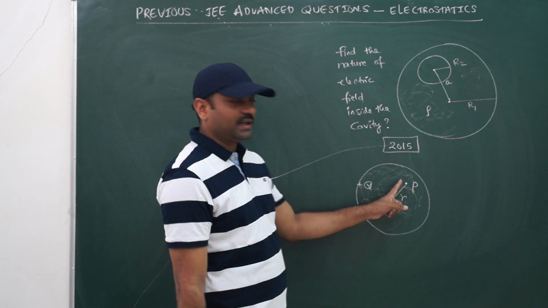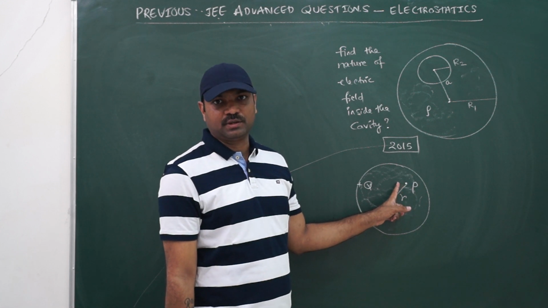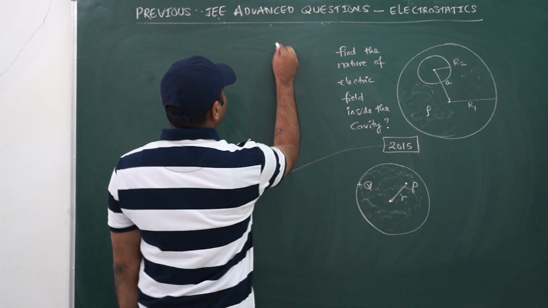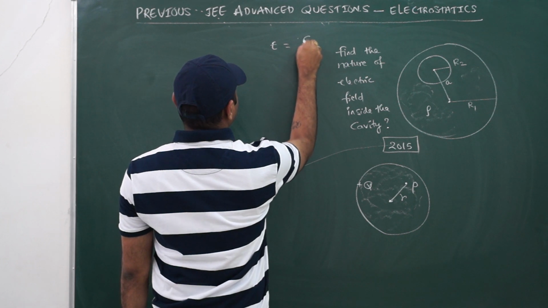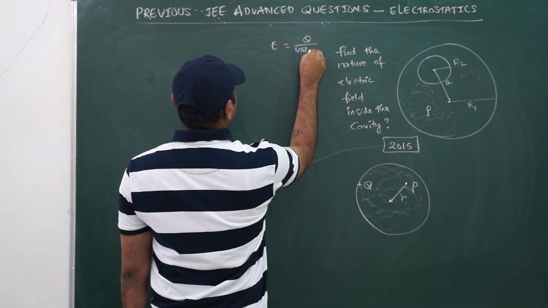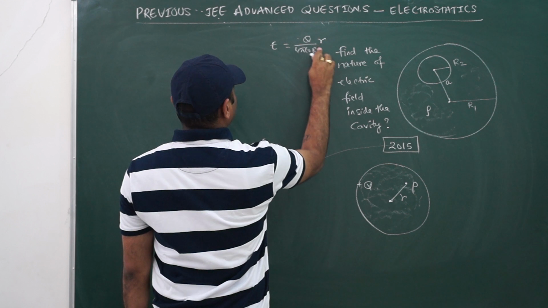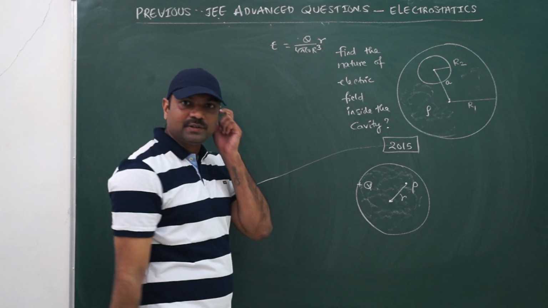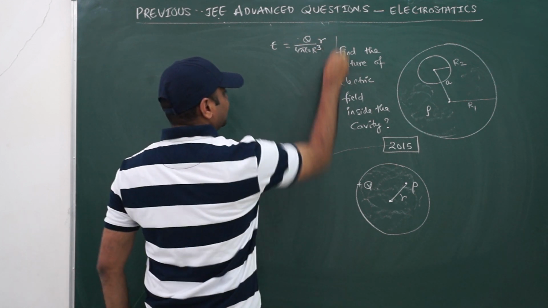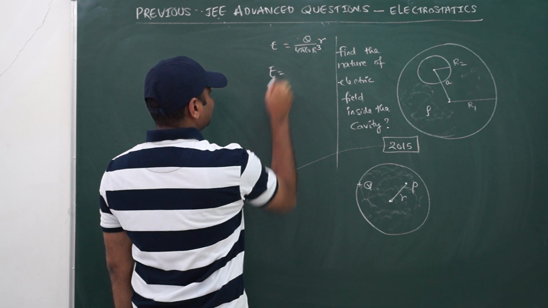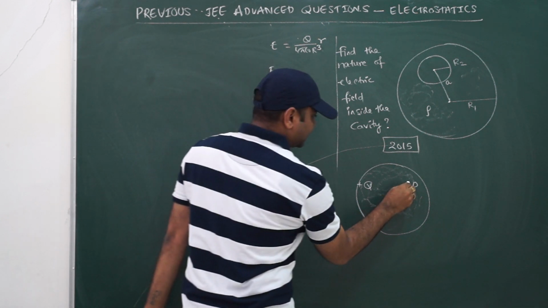Then what is the field at a point inside the non-conducting sphere? We know that the field value is equal to Q by 4 pi epsilon naught R cube into smaller r. This is the field value we know, okay. So this little r I am changing; that field value is the field magnitude. The field direction is radial outward.